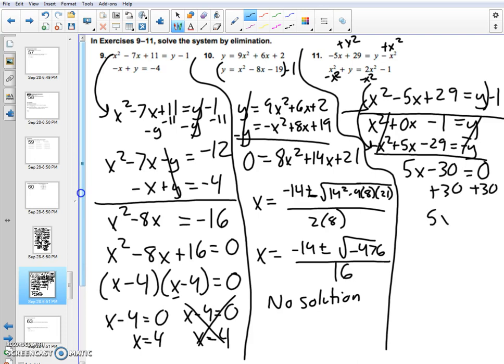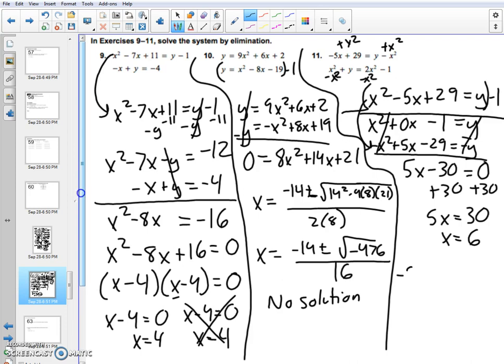So I have 5x equals 30. So x must equal 6. So that must mean these two parabolas only intersect once, and that's when x is 6. So I just need to figure out the y that goes with it. So I'm going to plug into the first equation here.